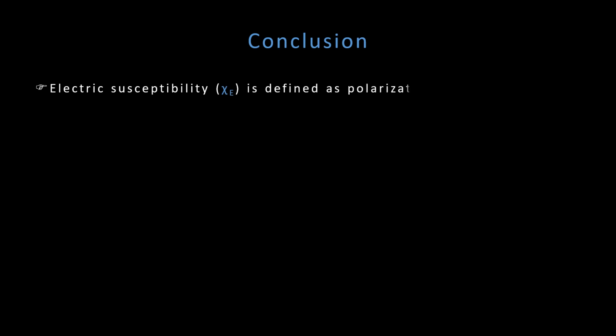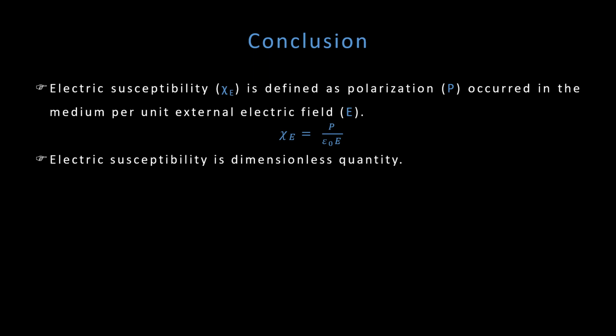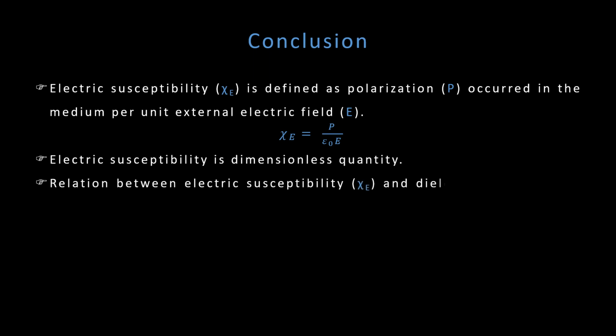Let us conclude. In conclusion, we can say that electric susceptibility chi e is defined as polarization produced per unit electric field. It is a dimensionless quantity, it has no unit, and the relation between dielectric constant and susceptibility is K is equal to 1 plus chi. So that was the topic.